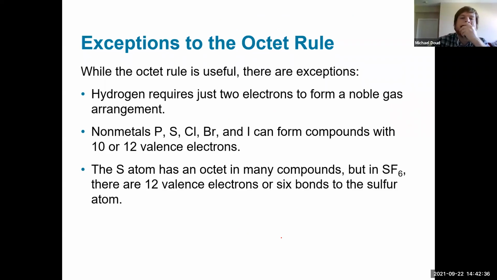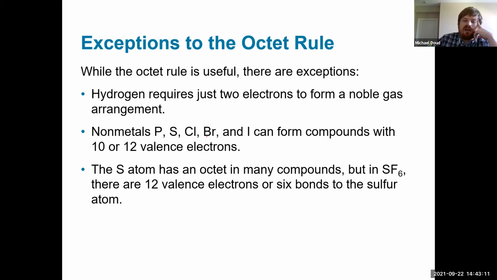Okay. All right. Now there's some exceptions to the octet rule that we're not going to really dive into too much in this class. But there's some things you need to know. The one we already talked about that you do need to know is that hydrogen just needs a duet of 2 electrons to get its noble gas arrangement, because again, its nearest noble gas is helium, which just has 2 valence electrons. This one's not going to come up too much, but nonmetals, phosphorus, sulfur, chlorine, bromine, and iodine can all form compounds that have up to 10 or 12 valence electrons.